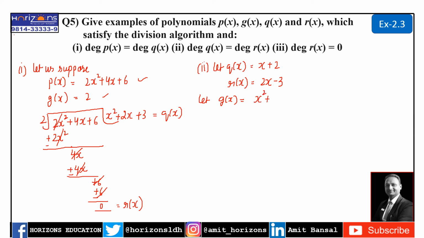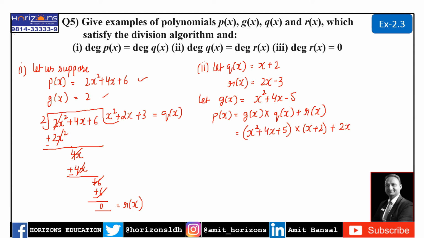Let us take x square plus 4x minus 5. Right? You can take even simpler than this. You can just take x square minus 5 as well. So now using the division algorithm and finding the value of p(x). p(x) is equal to g(x) into q(x) plus r(x). So g(x), that is x square plus 4x plus 5, into q(x), that is x plus 2, plus r(x), that is 2x minus 3.